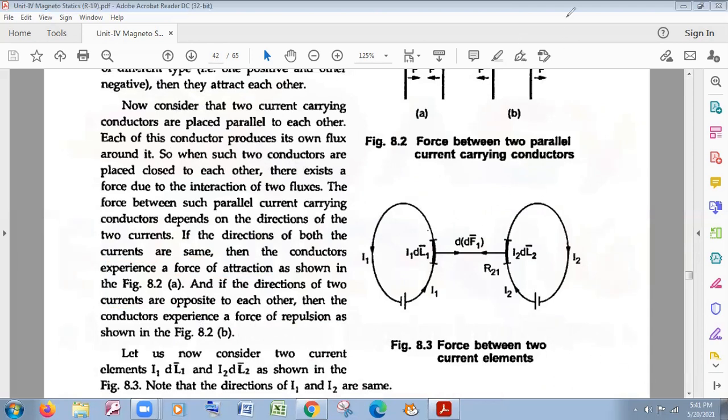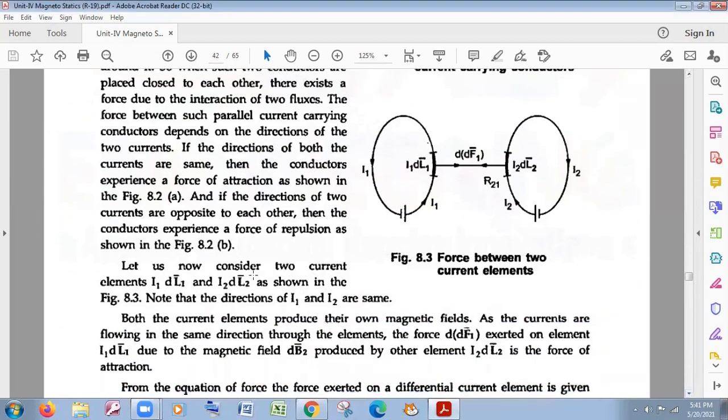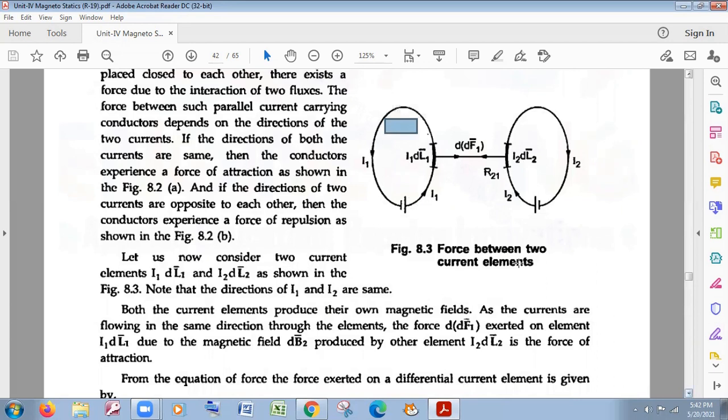Now let us consider the two current elements, I dL1 bar and I dL2 bar. This is a line current, I dL1 bar, and here I dL2. Always current flows from positive to negative. Here also positive to negative flows. So here, I1 is flowing in the upward direction, and similarly, I2 is also in the same direction.